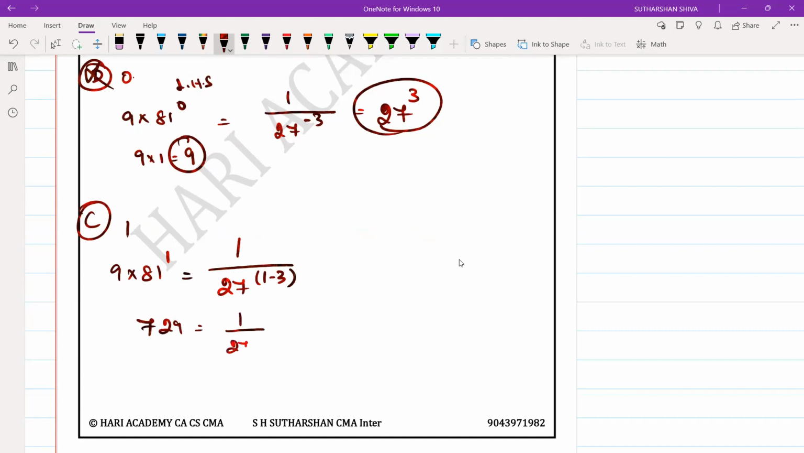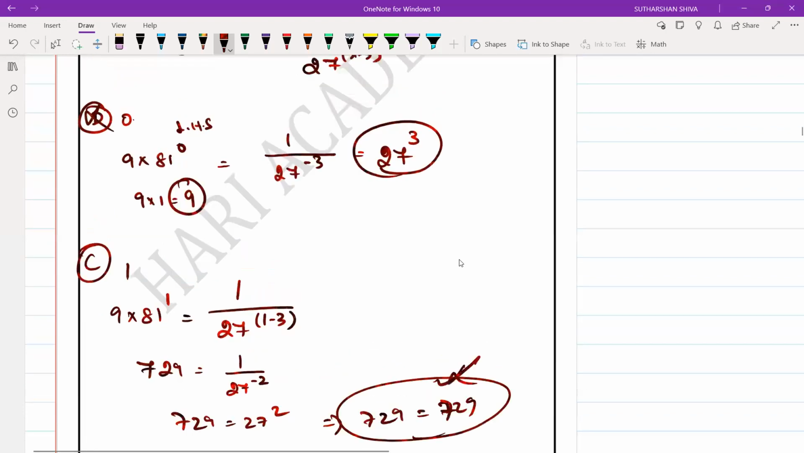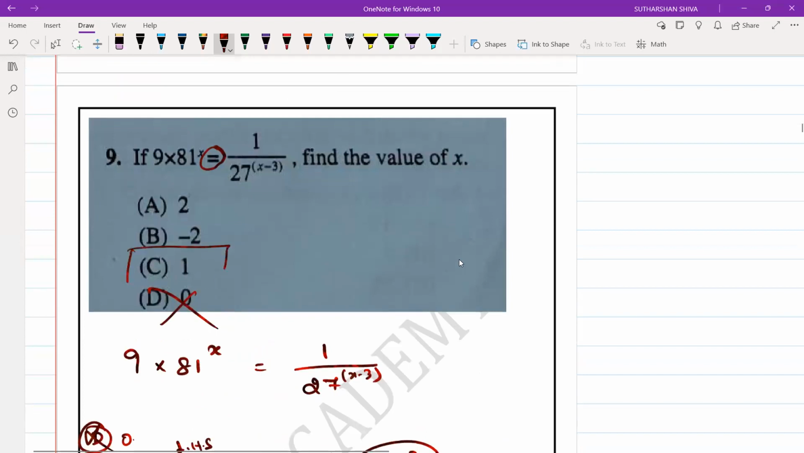1 divided by 27 power minus 2, 729 equals 27 square. What is 27 square? 27 into 27 equals 729. 729 is equal to 729. Both are same. So my answer is going to be option C.